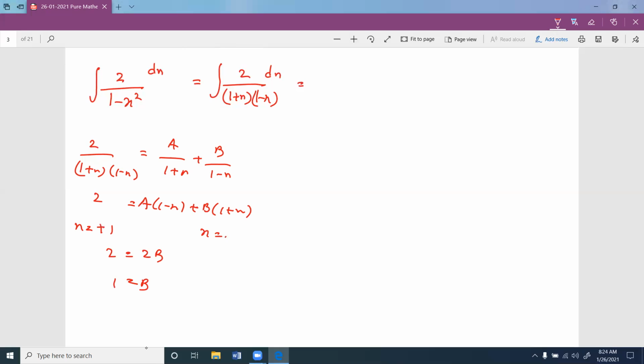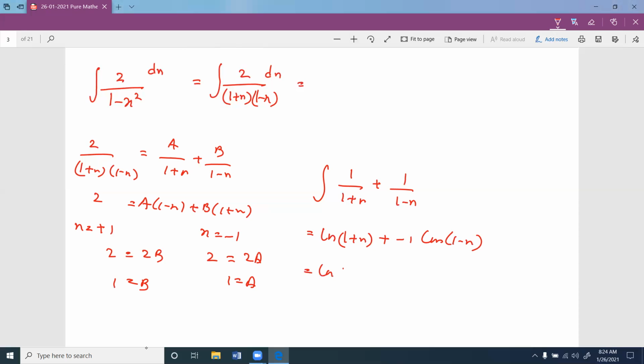And if I put x equals minus 1, then 2 equals, this term cancels, minus 2a, therefore a becomes 1. So with that, you can say this integration is 1 over 1 plus x plus 1 over 1 minus x. ln 1 plus x plus minus 1 times ln 1 minus x. So this is ln 1 plus x minus ln 1 minus x. With that, you can say this is ln of 1 plus x over 1 minus x.